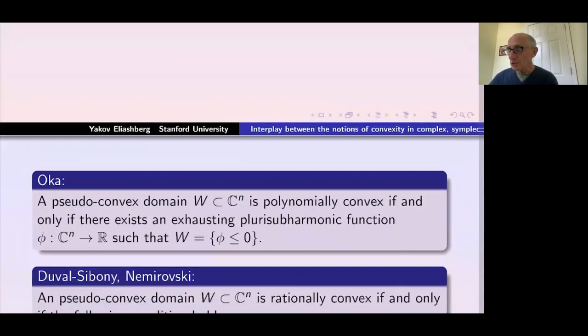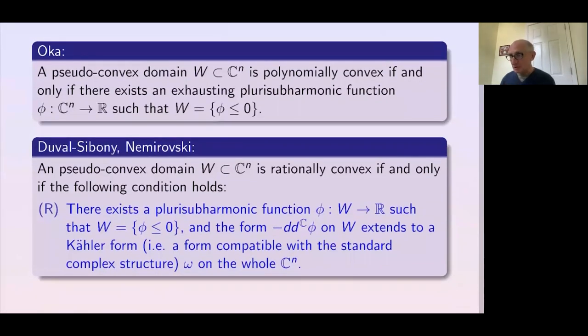There is a much more recent characterization of rational convexity, also in terms of a differential geometric condition. It says that a pseudo-convex domain is rationally convex if and only if you can find a locally defined plurisubharmonic function whose corresponding form dd^c phi, which is a symplectic form on this domain, extends to the whole CN. You don't require the function to extend, but you require the symplectic form to extend as a Kähler form, which means that it is compatible with the standard complex structure. That means there exists a positive definite Hermitian form for which this form is the imaginary part.